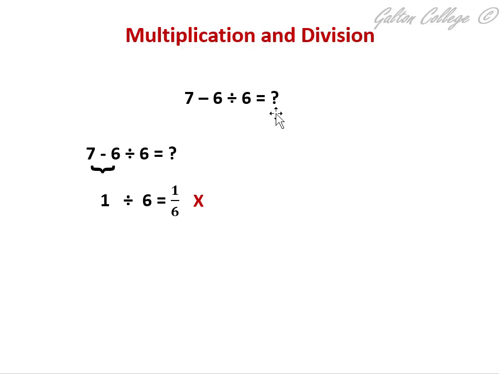7 take away 6 divided by 6 equals, well, 7 take away 6 is 1. 1 divided by 6 is 1/6. Wrong. Why is it wrong? Because we haven't followed the rule. The rule is multiplication and division before addition and subtraction. We've done the subtraction before the division, which is wrong. 7 take away 6 divided by 6. 6 divided by 6 is 1. 1 take the 1 away from 7, we get 6. That's the answer. Correct.